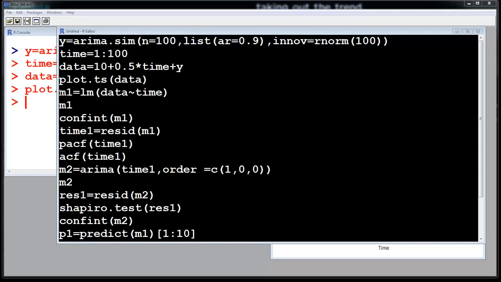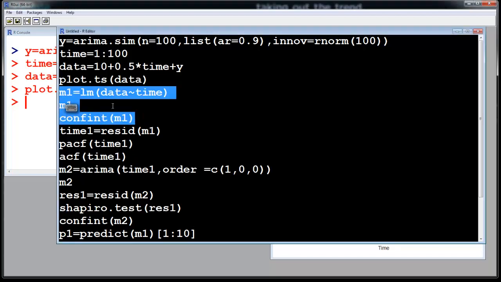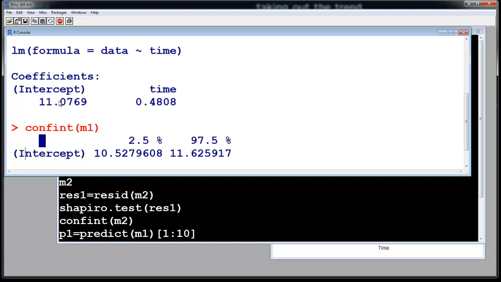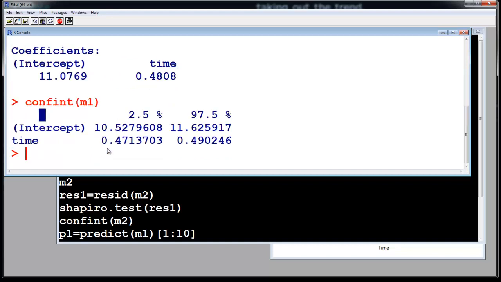So we are back to our model. So model is fitting data to time, and this is the model one. So let us run all three of these commands together to see what we get. So you get the intercept as 11 and time as 0.48, and the time has a confidence interval from 0.47 to 0.49. So this does not have 0, so time is significant. Intercept is from 10.5 to 11.6. It does not have 0, so this is significant.